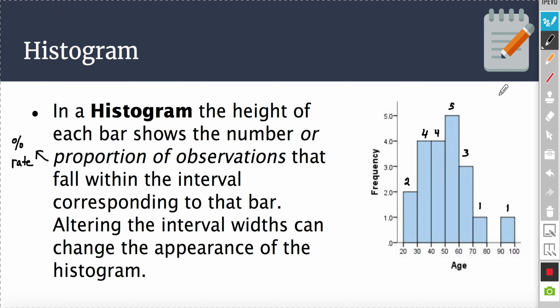So this would be an example of a frequency histogram. We're just measuring the counts. Now, when you make a histogram, you got some choices to make. You need to define what the intervals are. And one of the big questions is, do we include the boundaries?